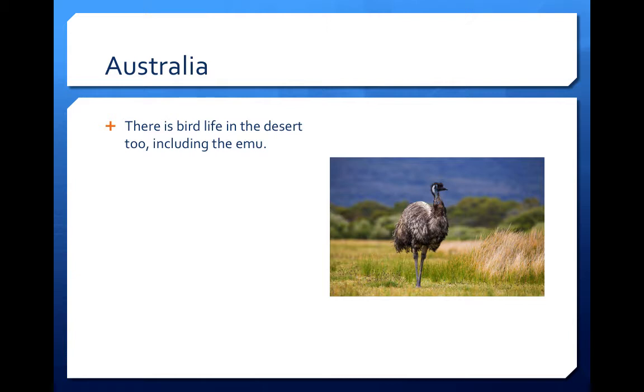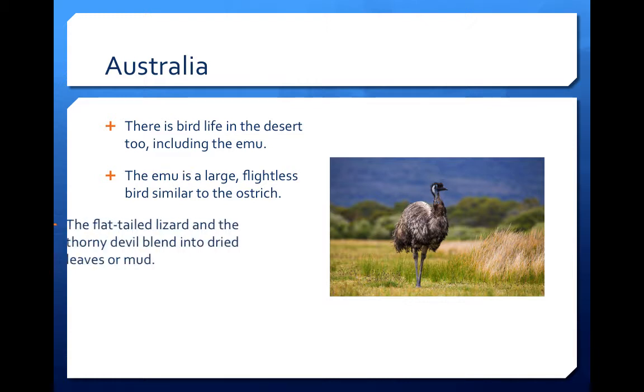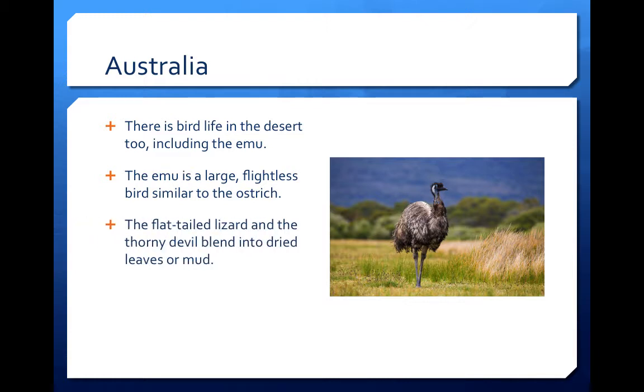There is bird life in the desert too, including the emu. The emu is a large flightless bird similar to the ostrich. The flat-tailed lizard and the thorny devil blend into the dried leaves and mud of the area. The red kangaroo is the desert's largest native animal.